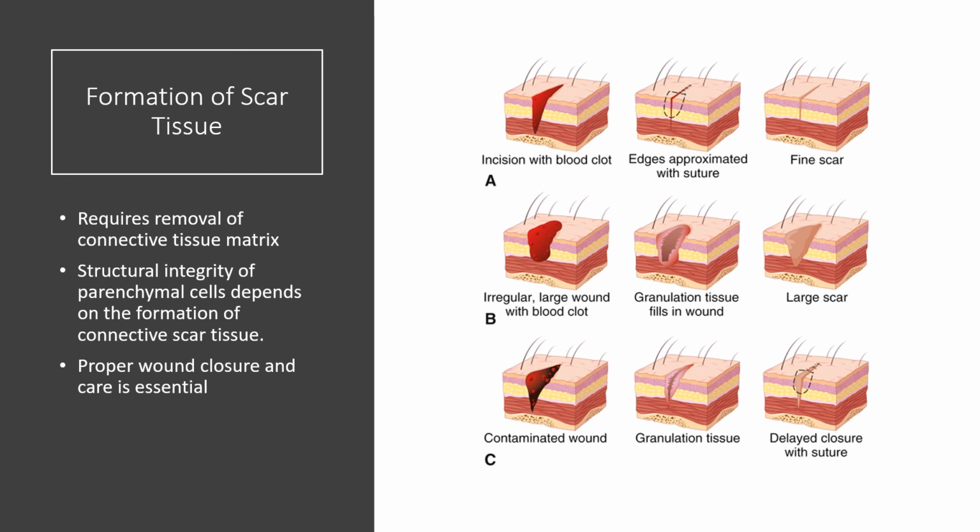And then if you look at row C, this is what happens. This is known as tertiary intention. So you see the same thing as in B. We have a wound, the granulation tissue with thick edges. However, this wound is contaminated. Maybe there's some type of infection present. So what happens is the granulation tissue, just as in row B, will fill in the gap, and the epithelium will grow in over this granulation tissue just at a slower rate, and it will actually produce a larger scar.